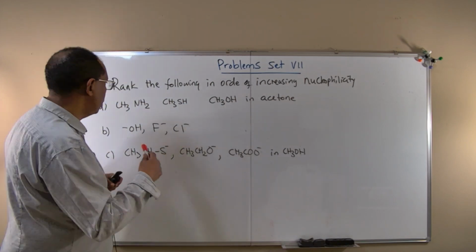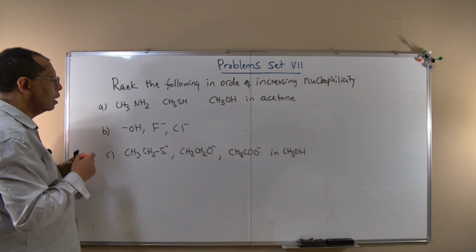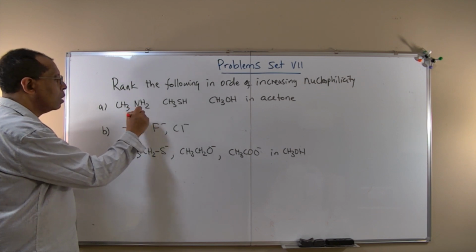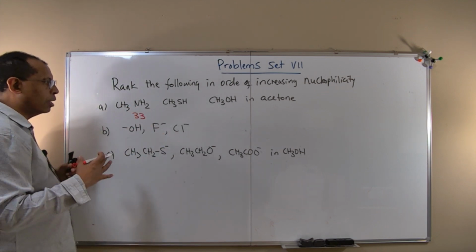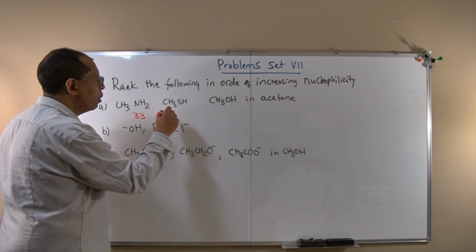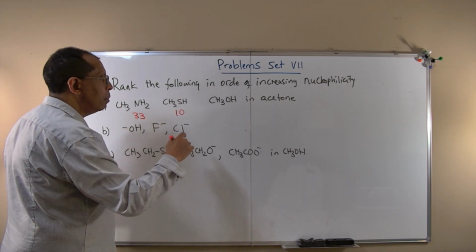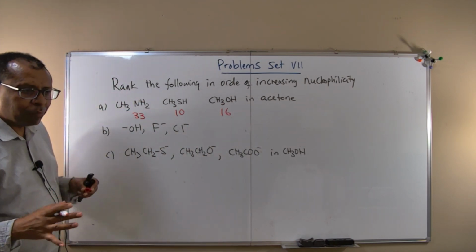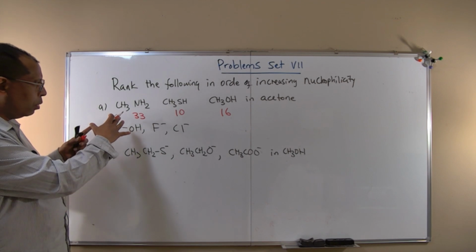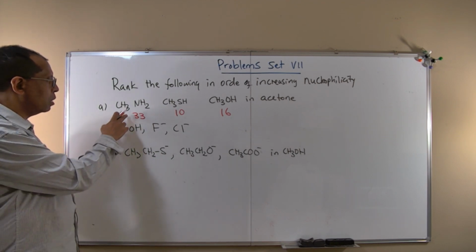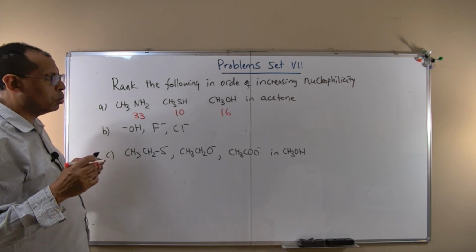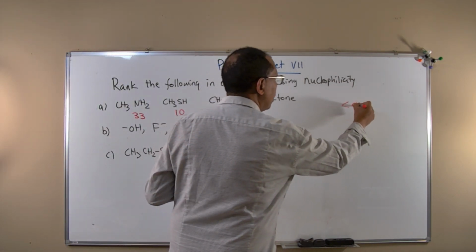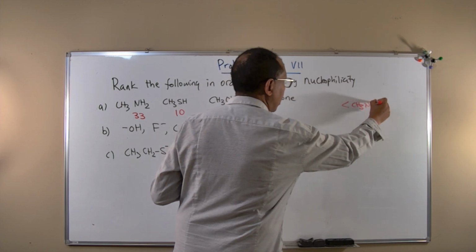If you just look at this, it has a pKa value of about 30, 33, in that range. Methanethiol is around 10. Methanol we can say around 16 in terms of pKa value. So obviously the most basic would be methylamine. It would be from the stronger side. The stronger nucleophile is methylamine, the strongest at least.